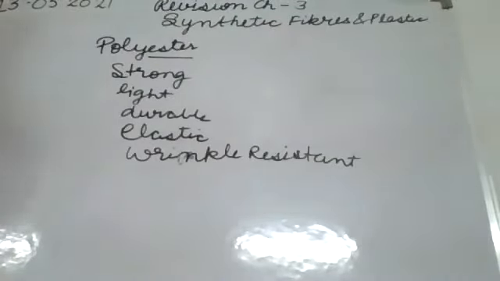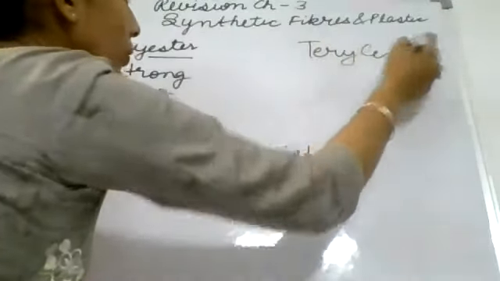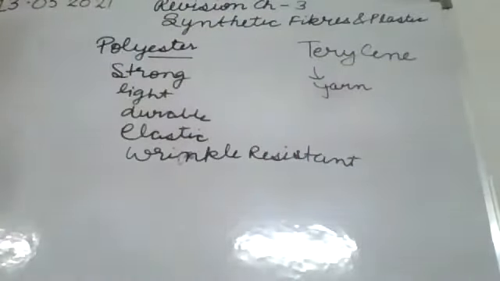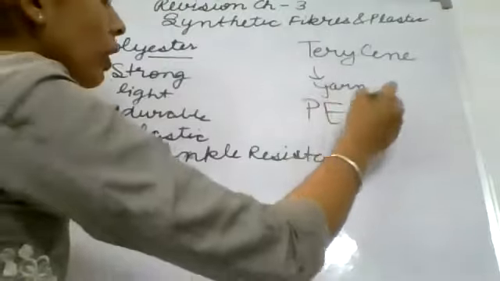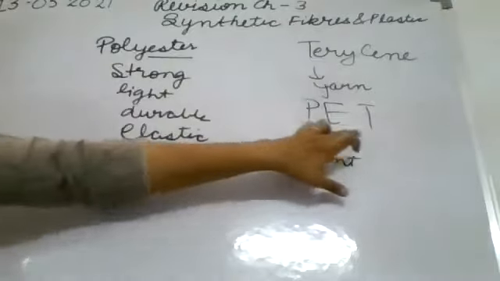Next is the terylene. Terylene is also a very popular fiber, and it can be drawn into thin fibers that we use for making yarn. Only this much introduction is given in your book for terylene. And next is the PET. You all have it, and it is written on the bottles that you carry. It is written that it is a PET bottle.